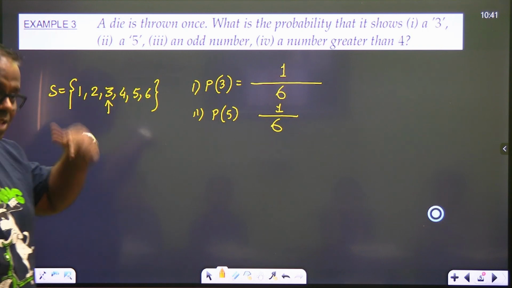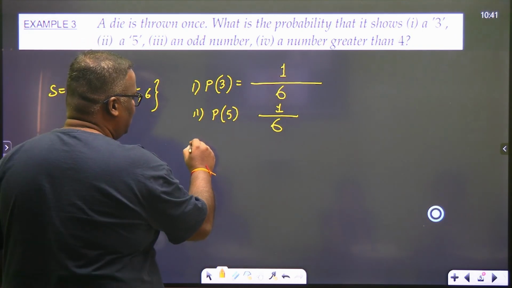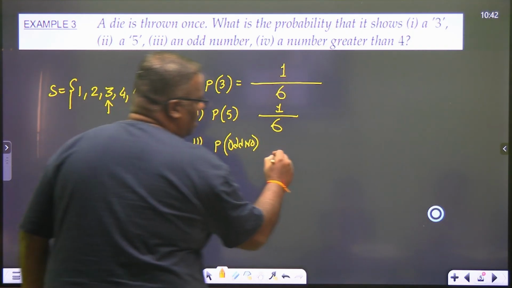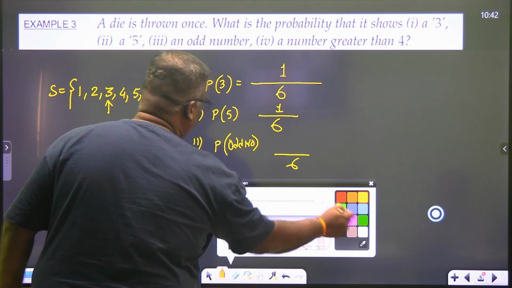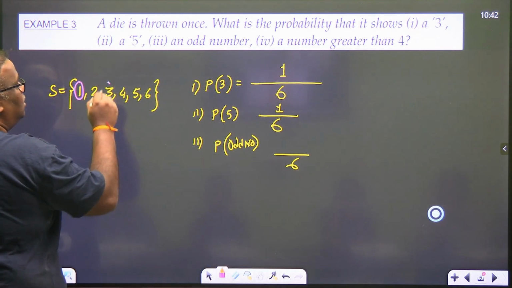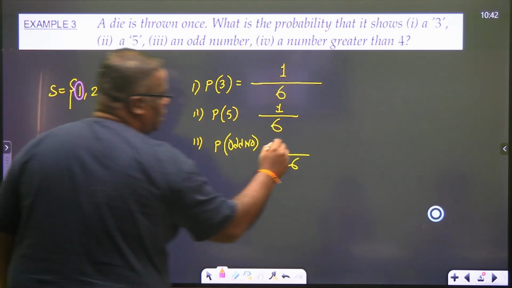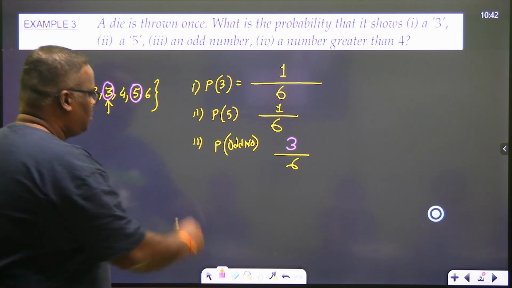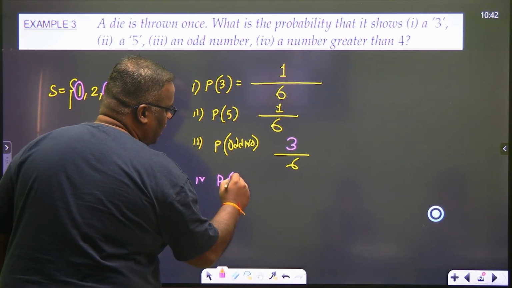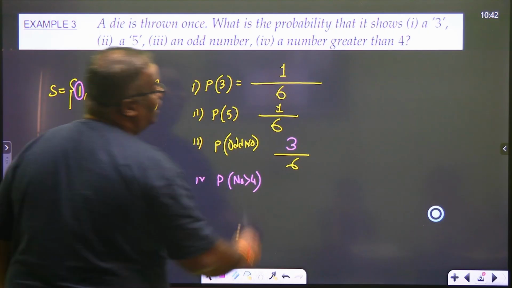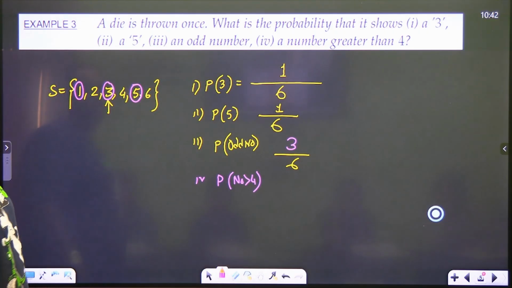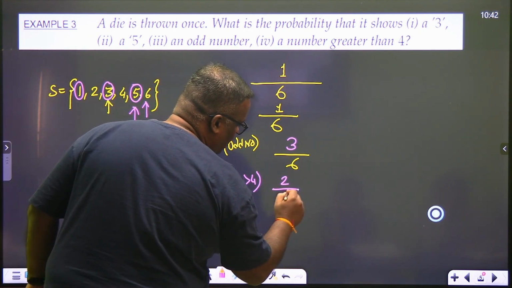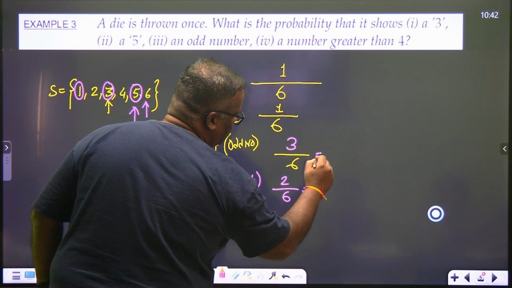See, look at what I keep on saying. The formula will be the same. Third, probability of getting an odd number. Odd number out of 6. How many favor me? This favors me, this favors me, this also favors me. 3 out of the 6 numbers favor me. The fourth is probability of getting a number which is greater than 4. Greater than 4 means 4 cannot be there. So how many numbers favor me? Only 2 numbers out of 6, which is 2 upon 6, which is 1 upon 3.